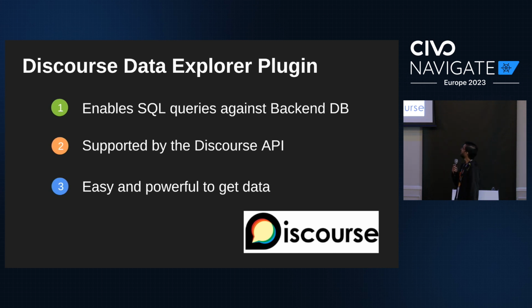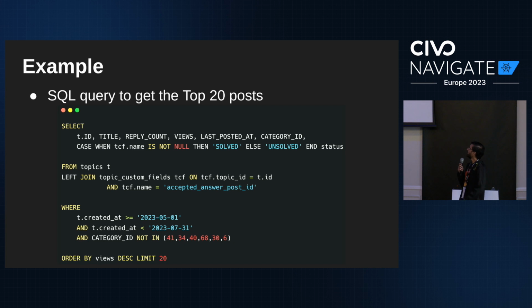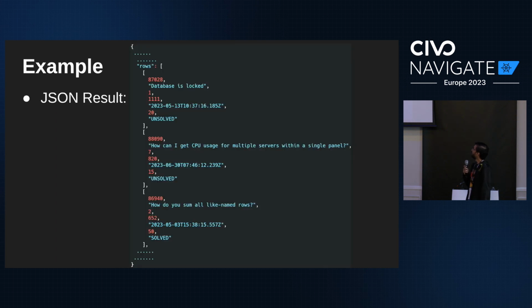Basically, it's a very simple plugin which uses SQL-style queries, and you can use it by API. This is an example of how to get the top 20 posts in the previous quarter using select from where with some filters. And this is the result we get in JSON. So this is all nice that I can get some metrics here.